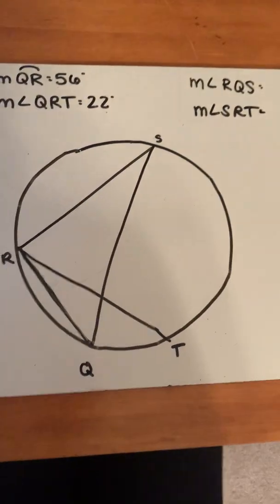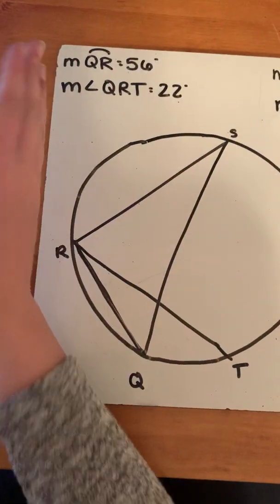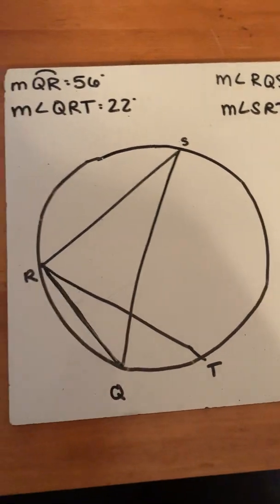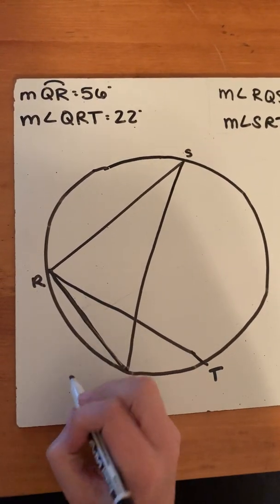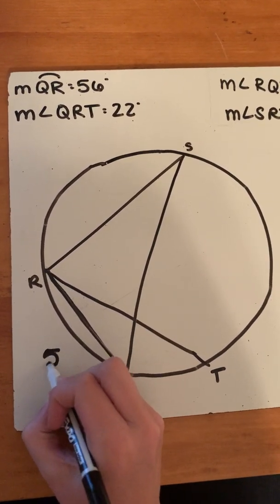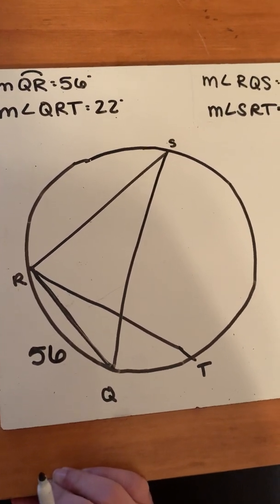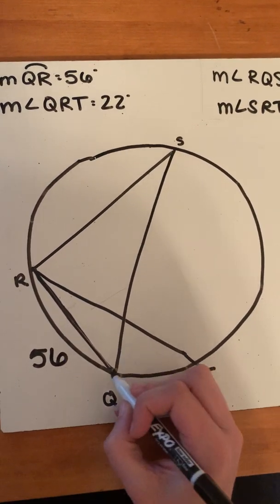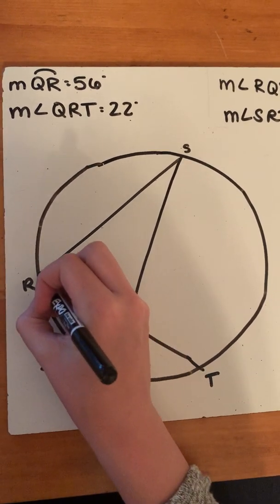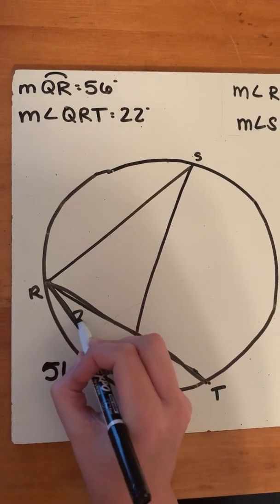So I'm going to grab another problem for you. Same thing here. We have the diameter QS, which means this is half a circle and this is half a circle. We're going to label what they give us. They give us that the arc of Q to R, this arc right here, is 56. They also give us that QRT, from Q to R to T, this little angle right here, is 22 degrees.